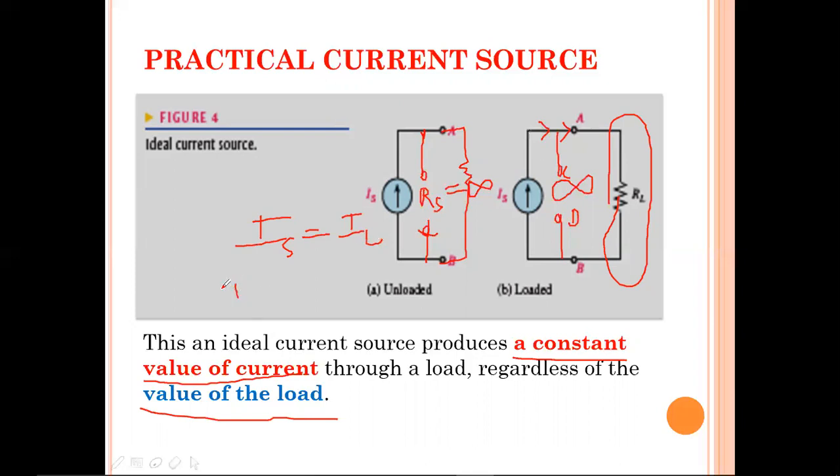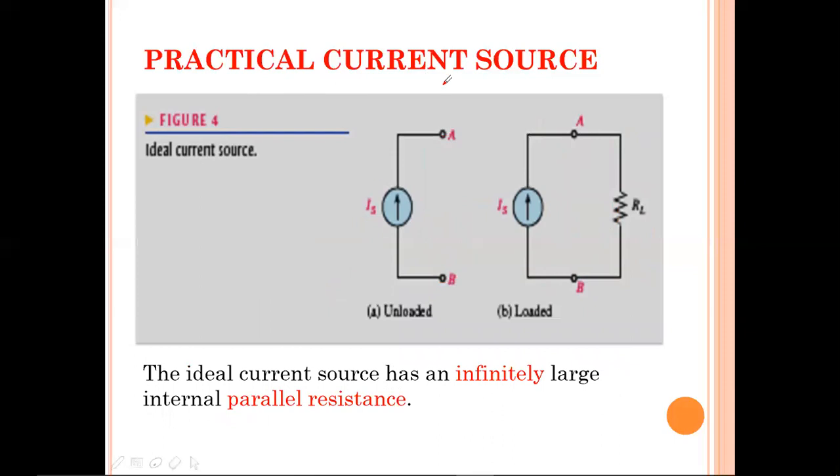But in practical terms, this is not possible. Is is going to be sent through some internal value of resistance, not infinity, some value of resistance is there. That is called the loss current: the total current equals the load current plus the loss current, because input is equal to output plus losses. This is input, this is output, this is loss. So this is about this slide. But in a practical source, let me see the ideal current source. The ideal current source has an infinitely large internal parallel resistance. That is a parallel resistance which is infinity.